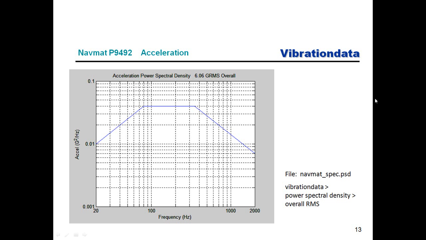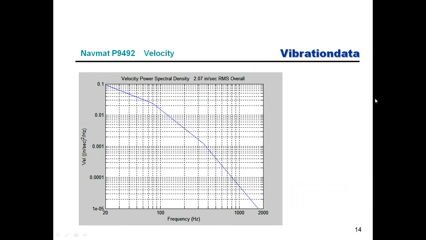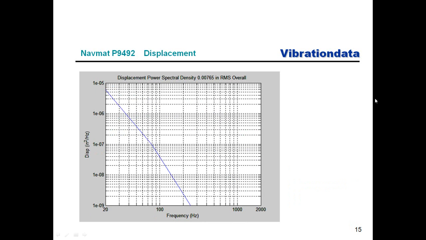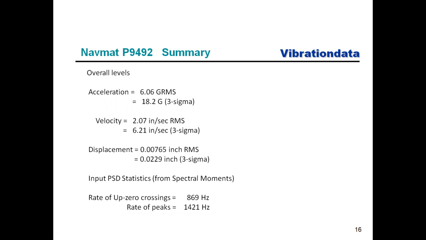So back to the PowerPoint slides, there's our Navmat acceleration PSD. Then there's the velocity PSD, the displacement PSD. So it looks like most of the displacement is really occurring below 100 Hertz. And particularly the displacement energy becomes higher as the frequency decreases. And these numbers here, you've seen this before in the Matlab command window. And this is just a summary of the overall levels for that Navmat P9492 PSD.